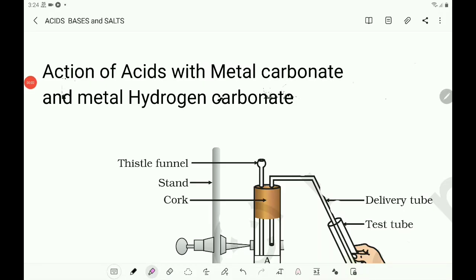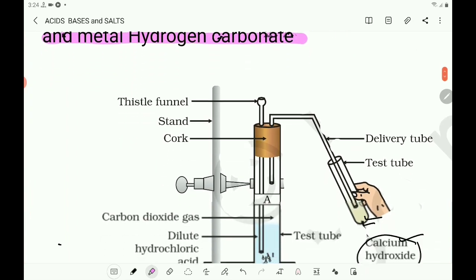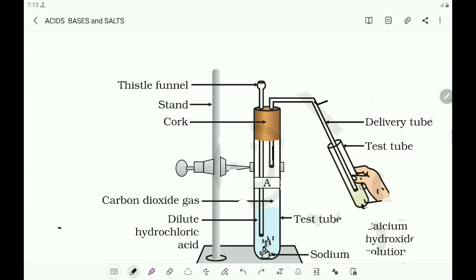Children, it is a continuation of the chapter acids, bases and salts. Now let us discuss the action of acids with metal carbonate and metal hydrogen carbonate. Children, here is an activity for you.